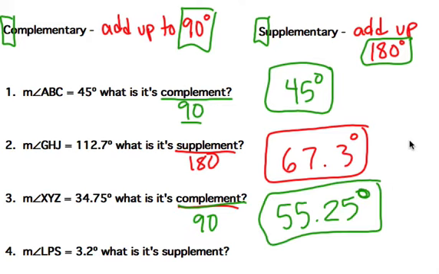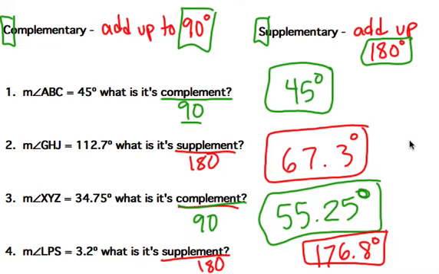I mean, this is a unit. It's a measurement of the angle. So you should be using a degree sign. Finally, supplement, it's 180 minus 3.2. So this is going to be a pretty big angle. So 176.8 degrees for that final one, okay?